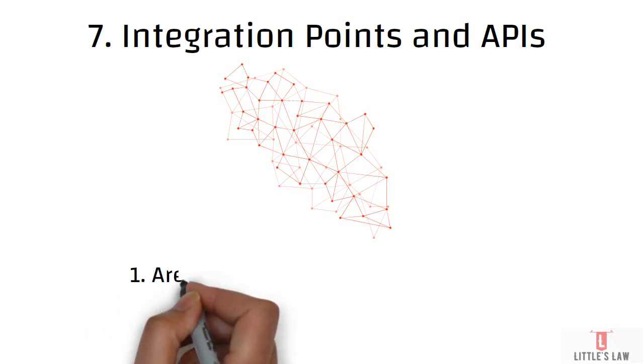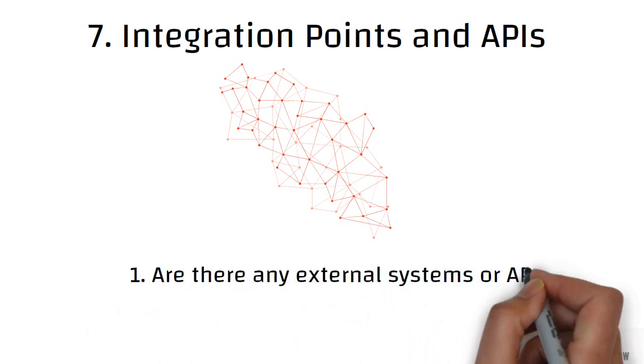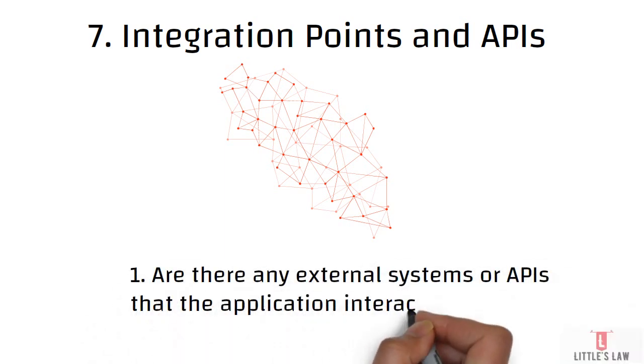And then when it comes to integration points and APIs, like in the previous video where we discussed third party and any other protocol, similarly here we have to understand whether there are any other external systems or APIs that are interacting with the application. Again, this is very critical to understand, because if there are any APIs and external systems being tested, we have to understand whether they are part of the scope or outside the scope.